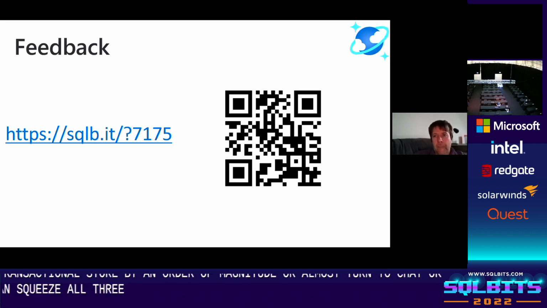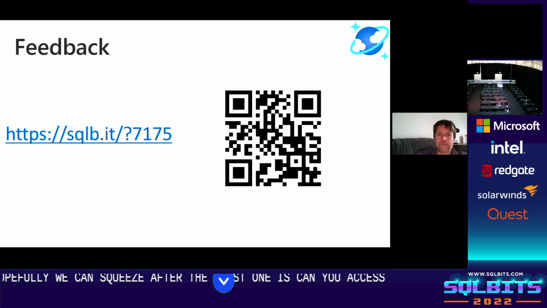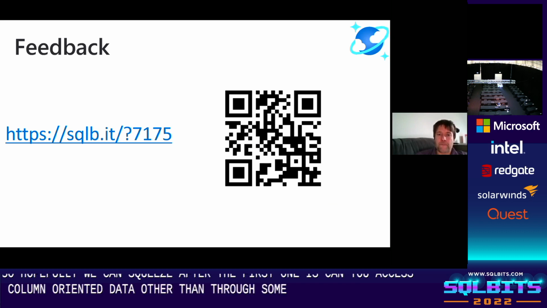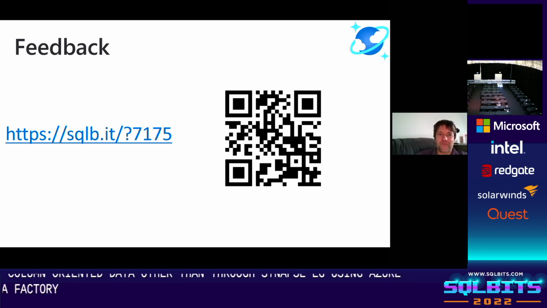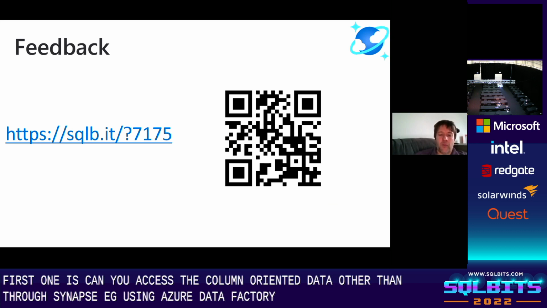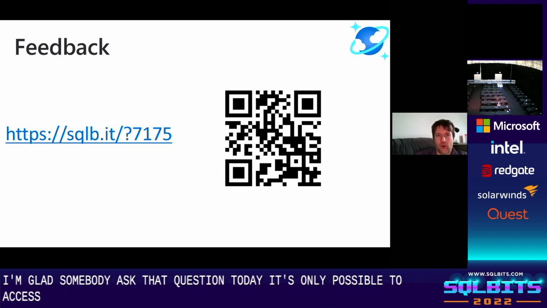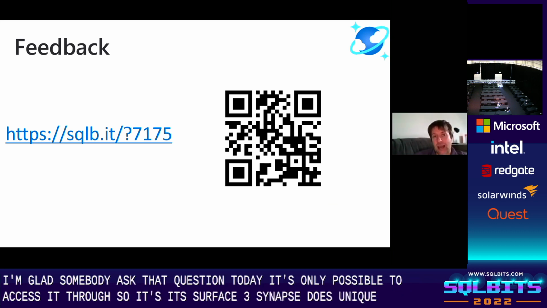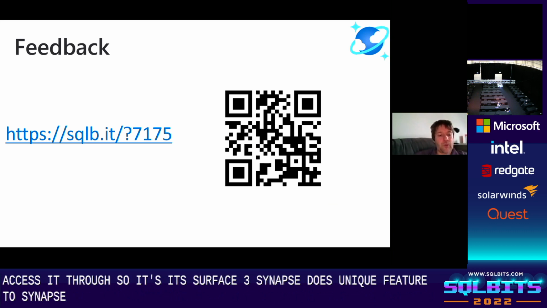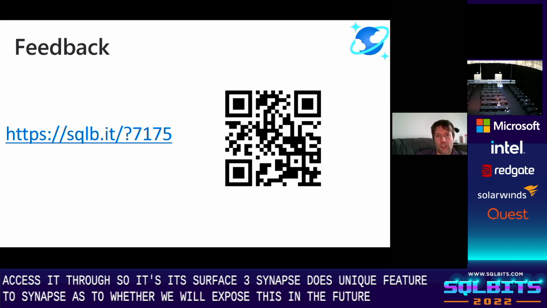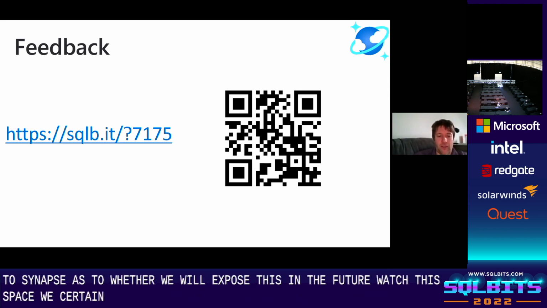So the first one is, can you access the column-oriented data other than through Synapse, e.g. using Azure Data Factory? No, at this point, no. And I'm glad somebody asked that question. Today, it's only possible to access it through Synapse. So it's surfaced through Synapse. So it's a unique feature to Synapse. As to whether we will expose this in the future, watch this space. We certainly are thinking about that.